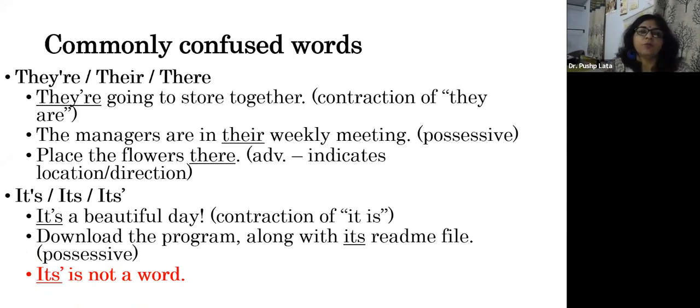Then another common confusion is regarding it's, it is, its. Now, first thing is the last one does not exist at all. It's not a word at all. So the first one, it's a beautiful day. In the conversational style, it's okay when you say this, but if you are writing, it is beautiful, it is correct, it is more logical. So it has to be spelled out completely.